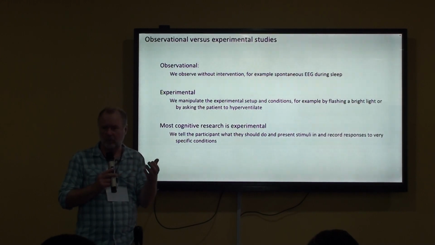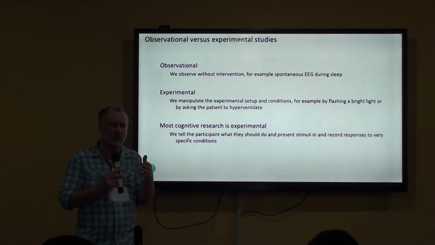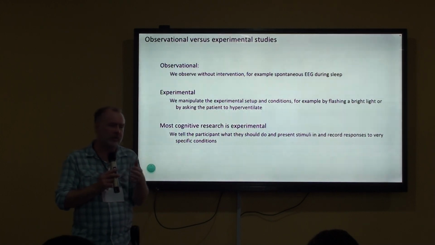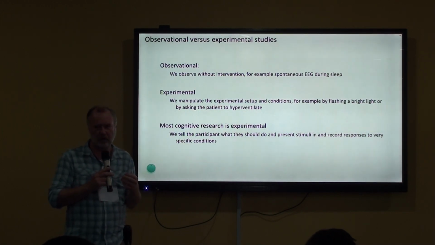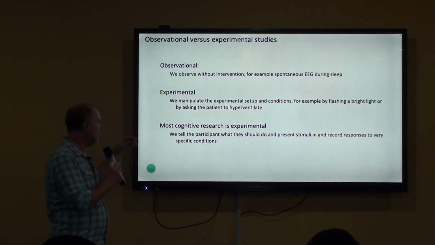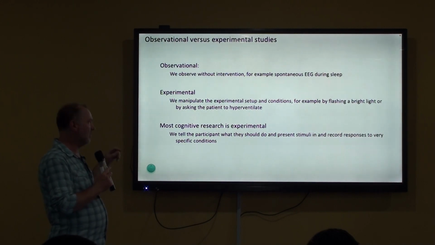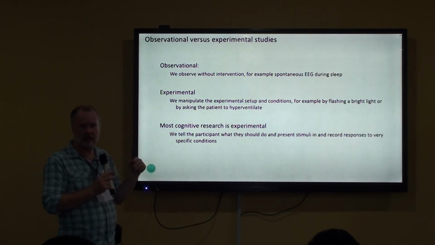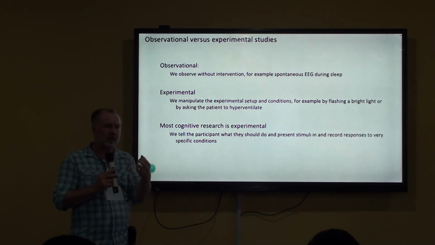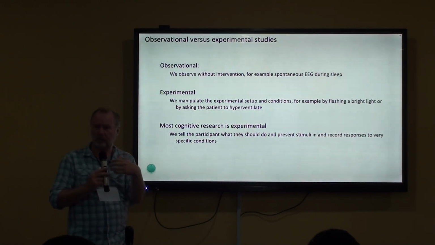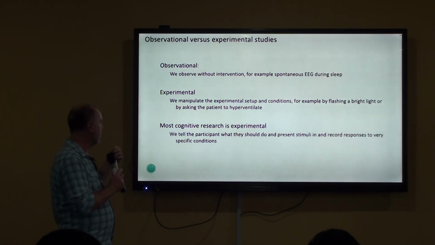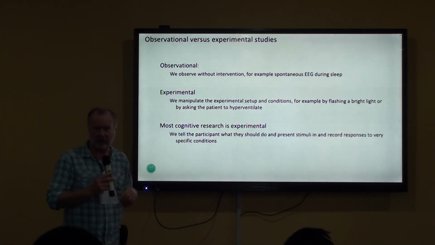This is, for example, what we do if we record data from an epilepsy patient. The patient is simply sitting there and we don't tell the patient to do anything. It becomes experimental as soon as we start manipulating the experimental setup and the conditions by flashing a bright light. So if we use the photostimulator, then we're conducting an experiment. Or by asking the patient to hyperventilate.